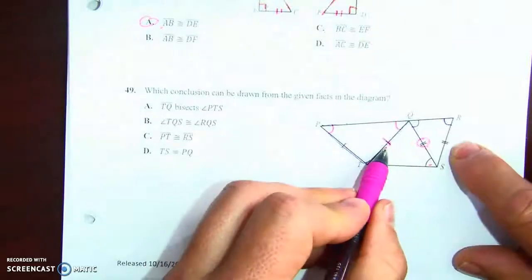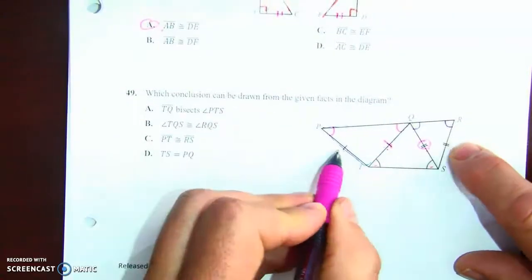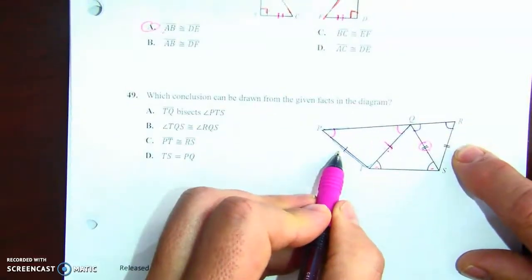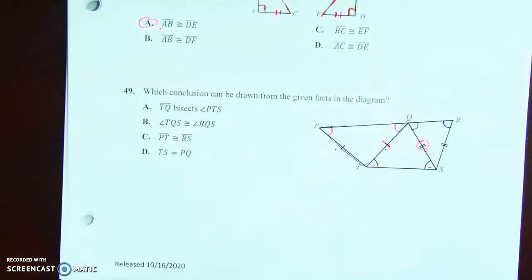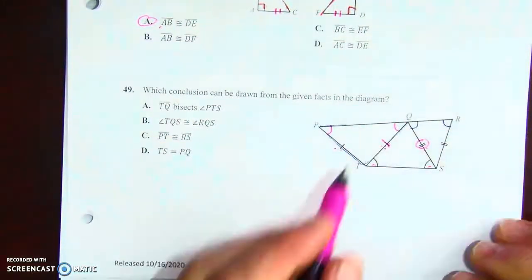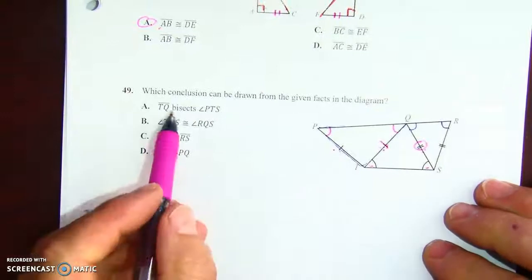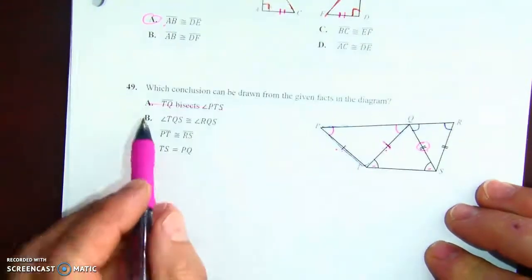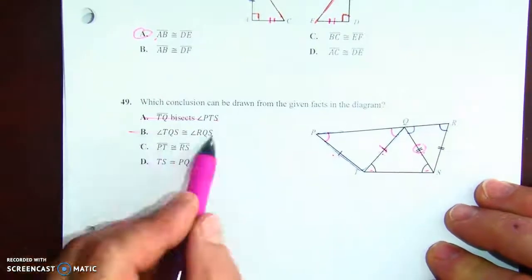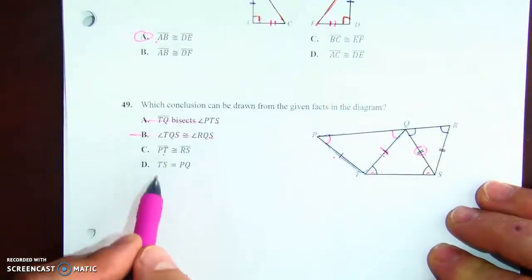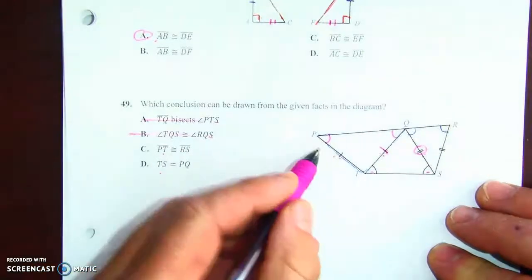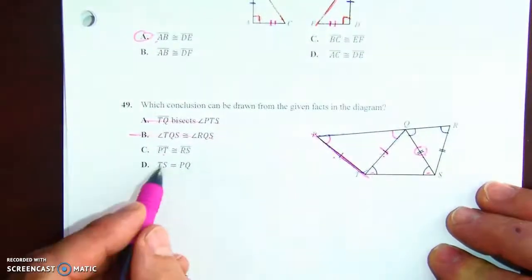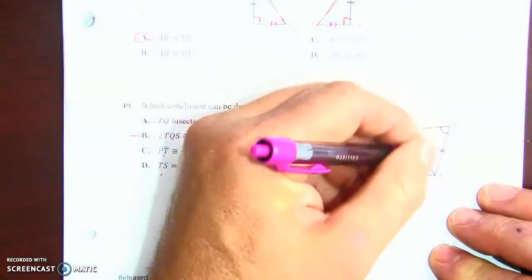That means that these two sides and these two sides are also going to be congruent based on the transitive property. So which one shows that one of those is going to be equal to the other one? We did nothing with bisecting, so we're going to cross that one out. We did nothing with angles, so we're going to cross that one out. So it's either going to be C or it's going to be D. So we have PT, which is this side right here, and RS, which is this side over here.